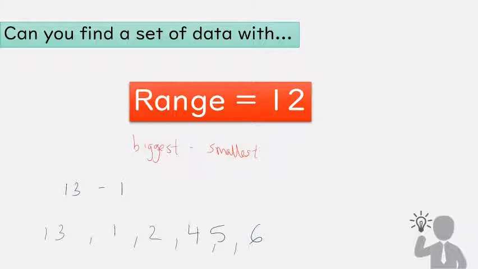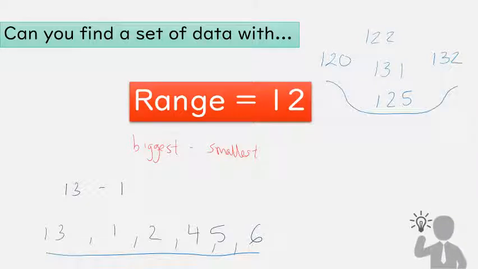I could have gone for something bigger. I could have gone 120. And what would the other one need to be to have a range of 12? Well, 132. The difference between those is 12. As long as I then put numbers in between those, then I would be fine. So it doesn't matter if you go for smaller numbers like this or bigger numbers like this. As long as the biggest take away the smallest gives you 12, you've got a range of 12.